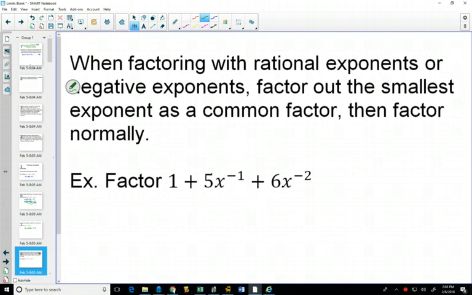This is probably something you haven't seen before. Factoring something with negative exponents or fractional exponents looks different than what we've done. So what we're going to do is first use the idea of a common factor and factor out the smallest exponent as a common factor. In this case, the x to the minus 2. If I took an x to the minus 2 out of this whole thing, what would be left? What would I have to multiply an x to the minus 2 by in order to get a 1? An x squared.